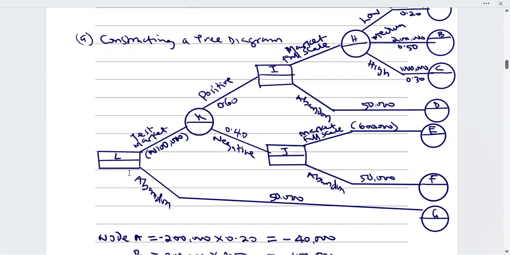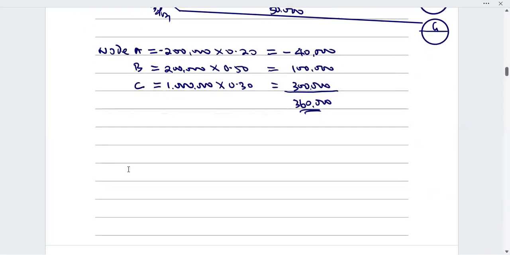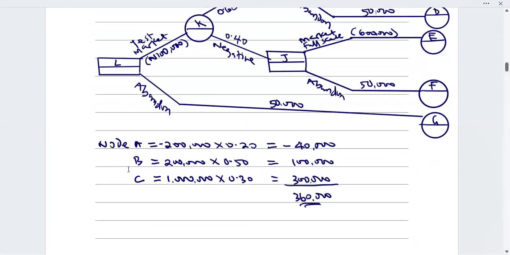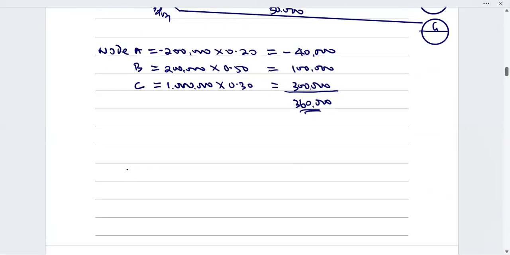We already have value for node D, which is 50,000. Node E is 600,000. Node F is 50,000. Node G is 50,000. So we already have value for all of that. But we don't have value for H, I, then J, K, L. Those are the ones we need to calculate for now. I will then say node H. Under node H, you see that node H is coming from node A, B, and C.